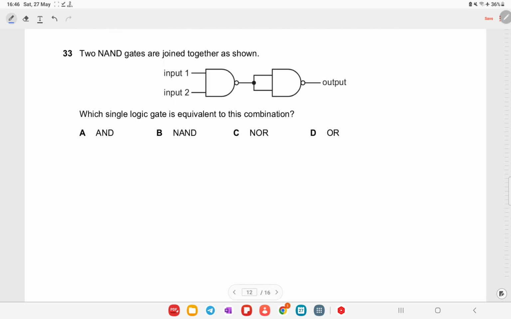Two NAND gates are joined together as shown in this figure. Which single logic gate is equivalent to that? So we know this thing. Let's suppose that if we solve the logic circuit for this, we will end up with this, because we know the NAND gates are used for making OR gates and AND gates.